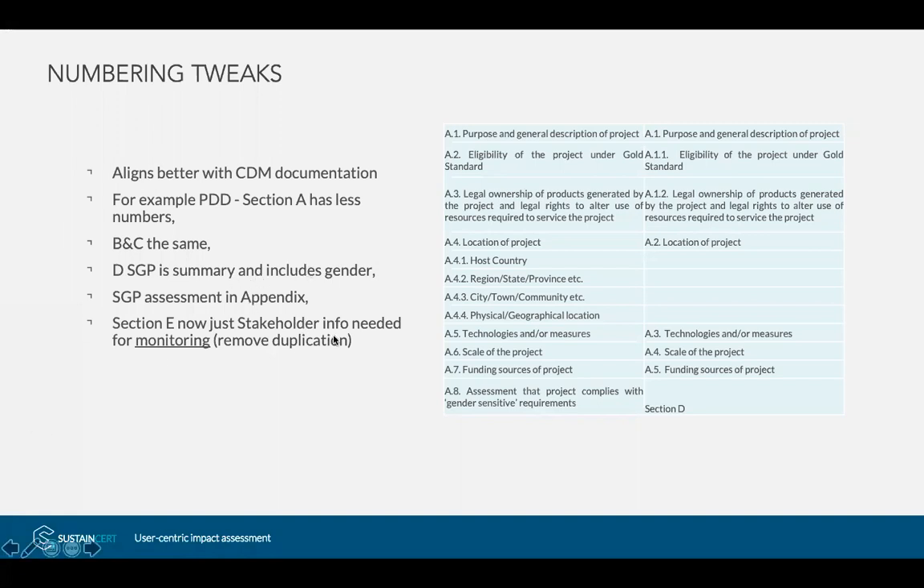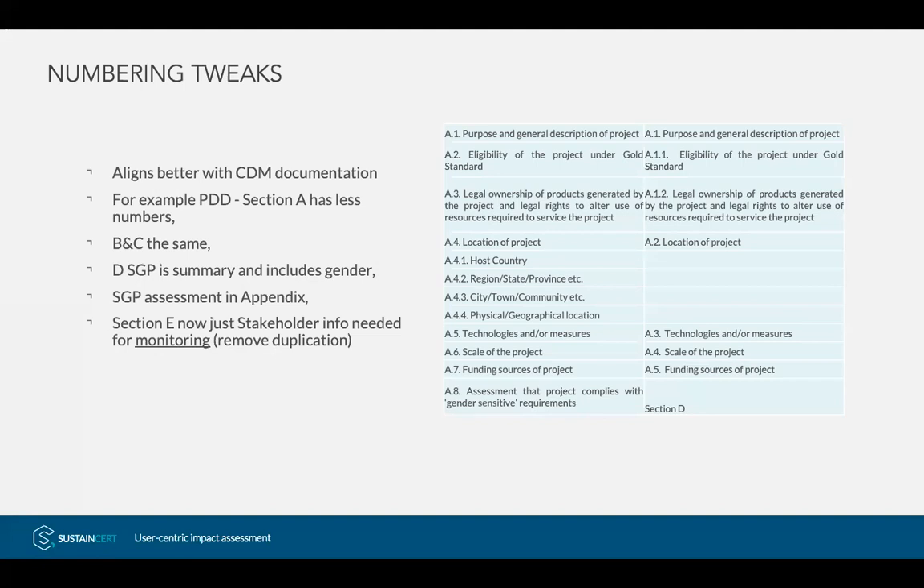One thing we did move into section D as well is gender. It used to be section 8.8, we've moved that across. Quick one on stakeholder information. Section E, we've clarified that it's more about the information that is relevant to monitoring.